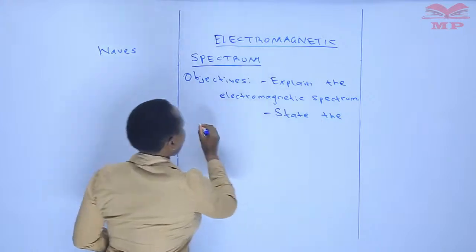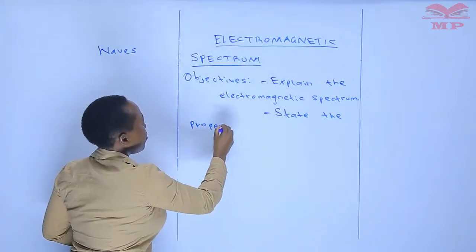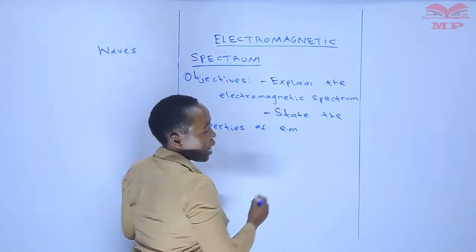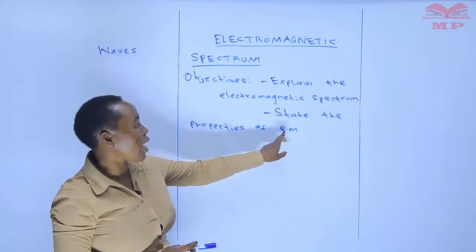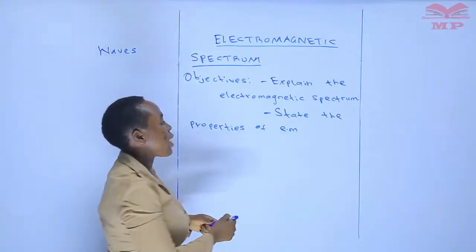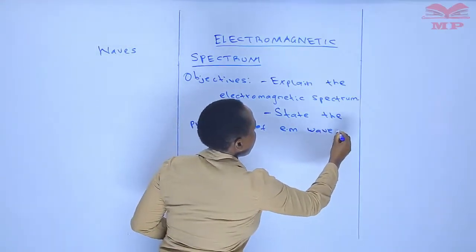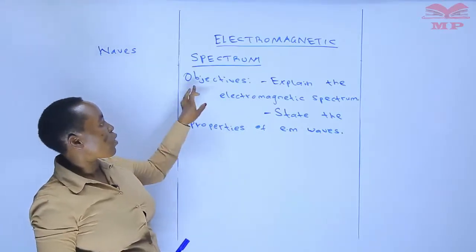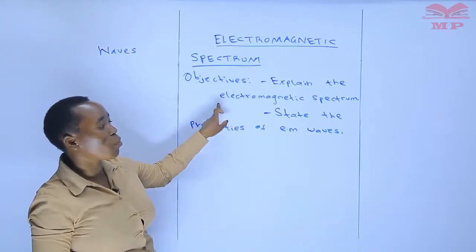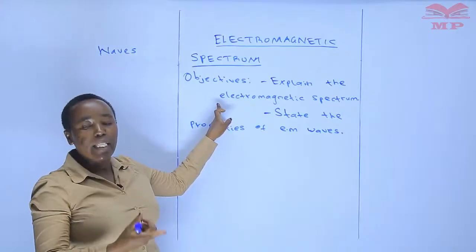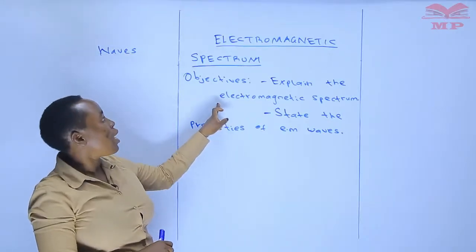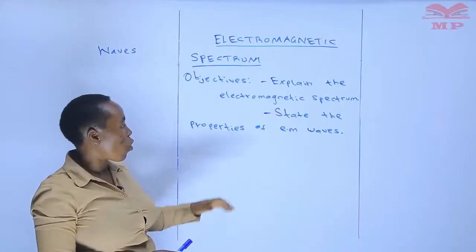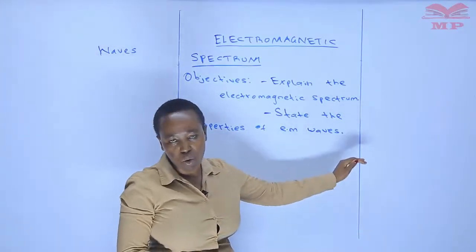State the properties of the electromagnetic waves. We abbreviate it as EM, electromagnetic waves. So that is what you should be in a position to, by the end of the lesson, explain: the electromagnetic spectrum. What is an electromagnetic spectrum? As we have our topic, and what are the properties of the electromagnetic waves.